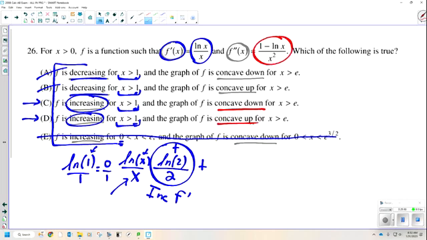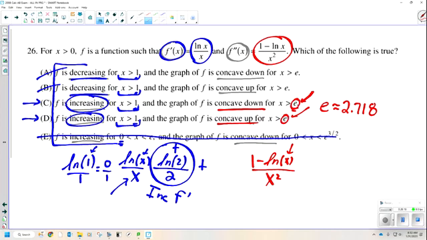Second derivative: 1 minus the ln of x over x squared. Now notice it's saying anytime we're greater than e. e is approximately 2.718. If I put an e in here, I get 1 minus 1, since the ln of e is 1. I get 0. So that's my point of inflection, e. That's where my second derivative is equal to 0. We want a number bigger than e.